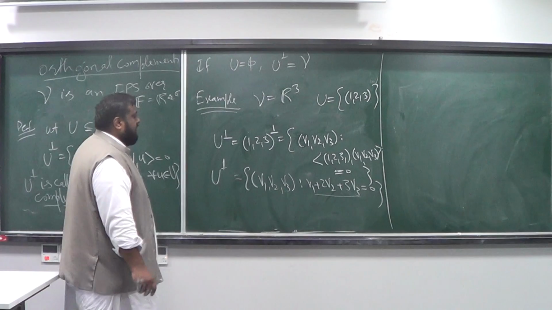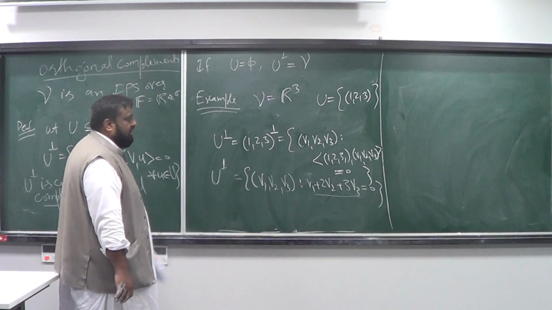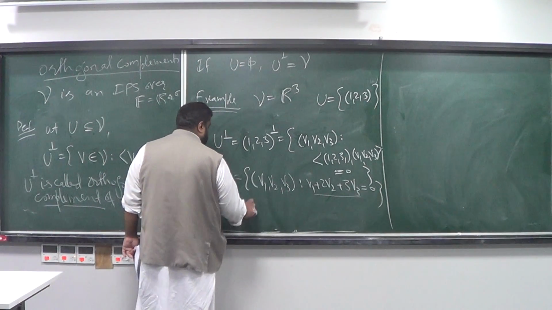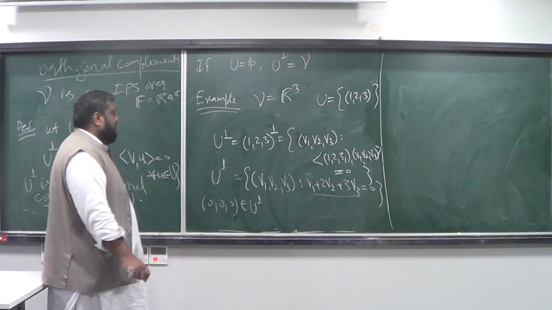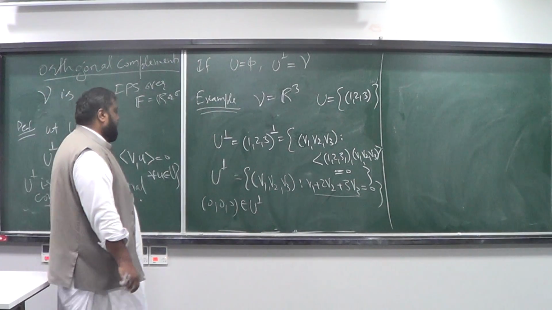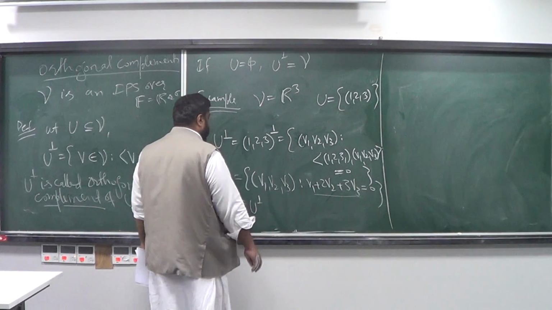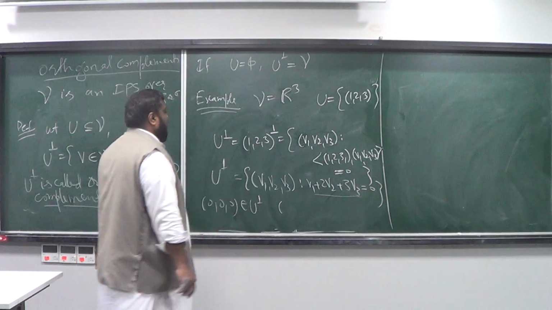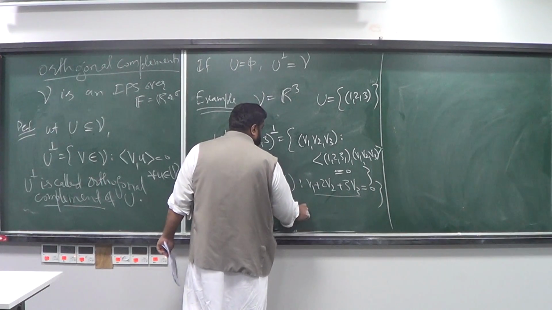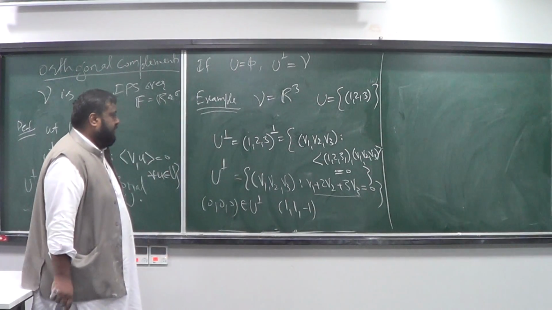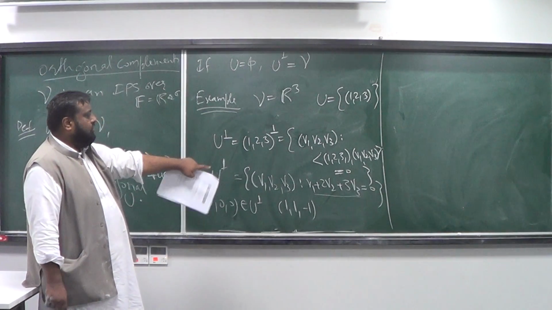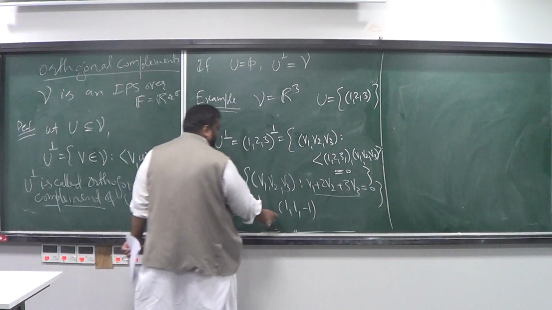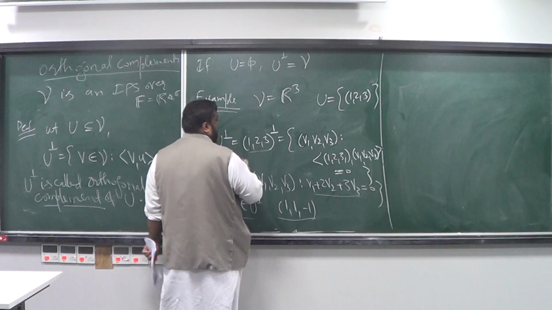What would be some examples in this space? Indeed (0, 0, 0) belongs to the U perp, because it satisfies the equation. What could be another example? Say (1, 1, -1) would also belong to the U perp, because 1 + 2 - 3 equals 0. All these are vectors which are orthogonal to (1, 2, 3).